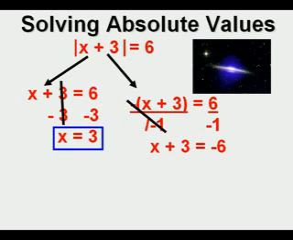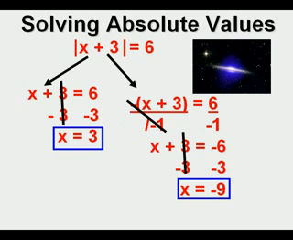We now subtract 3 from both sides. 3 minus 3 cancels. We're left with x on the left side, and negative 6 minus 3 equals negative 9 on the right side. So x equals negative 9 in our alternate universe. We can graph the 2 points on a number line.